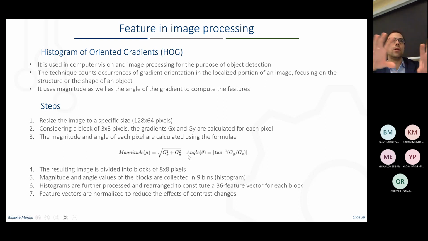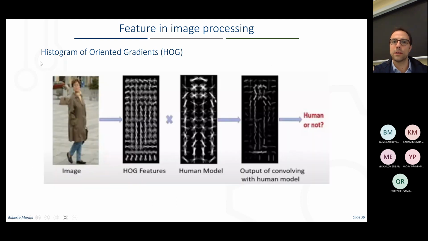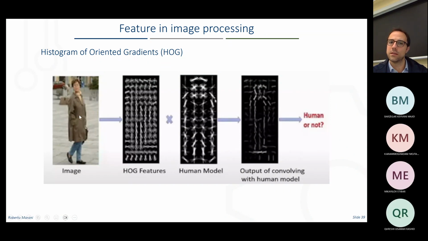Then you create blocks of your image, and compute histograms of these magnitudes and angles in these blocks, and so on, till we get the final feature vector that has a specific form. This is implemented in MATLAB and in Python, so you don't need to know the steps. What is important is that when you get an image, you can represent it with the HOG features, and you can also display it. So these are the HOG features for this image.